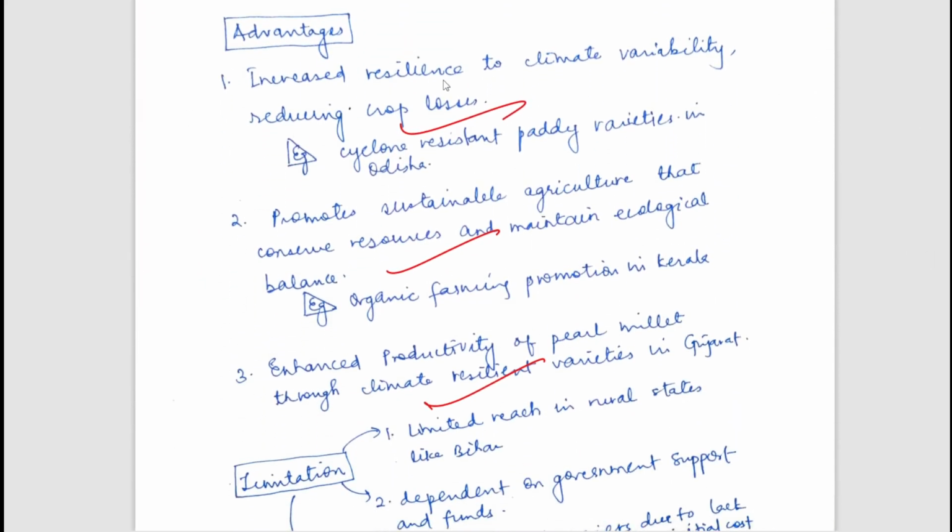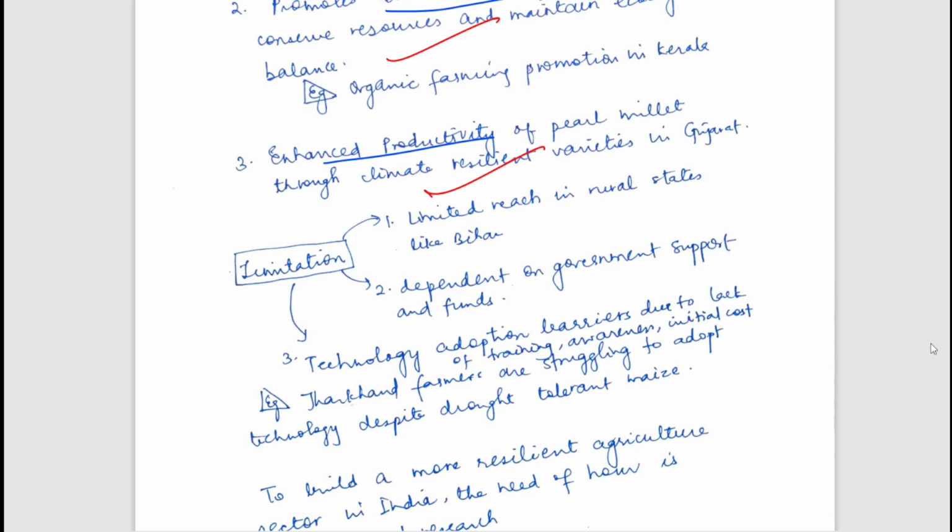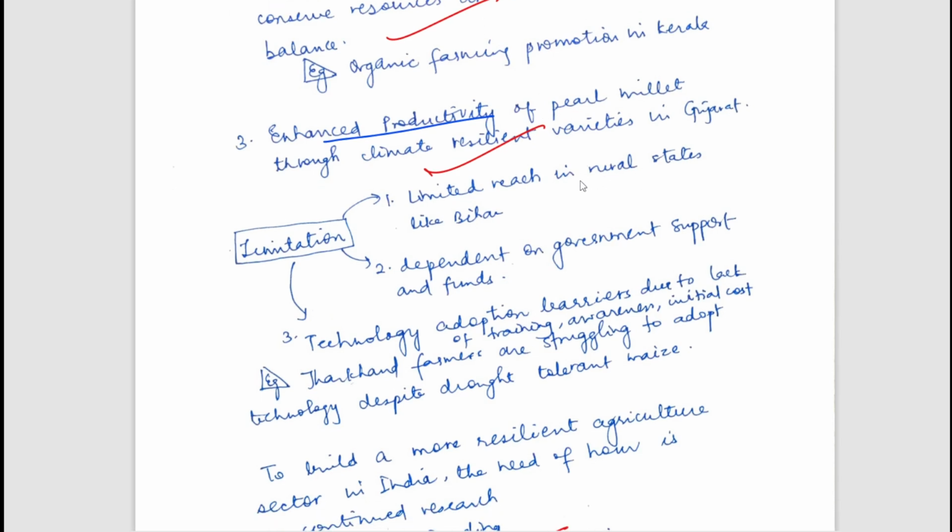It will increase resilience to climate variability, and it will reduce crop losses. It will promote sustainable agriculture, it will enhance productivity. So we all know that. Limitations have been mentioned, especially in rural areas, especially of Jharkhand, Bihar, and backward areas such as Chhattisgarh, where the farmers are very much backward. So for them, adapting to these types of practices could be difficult.